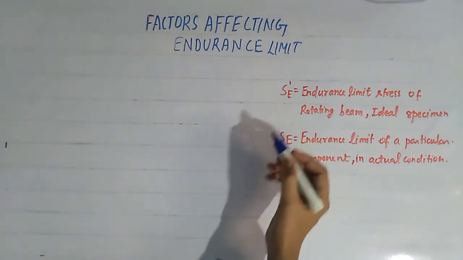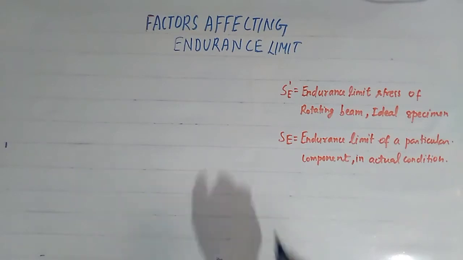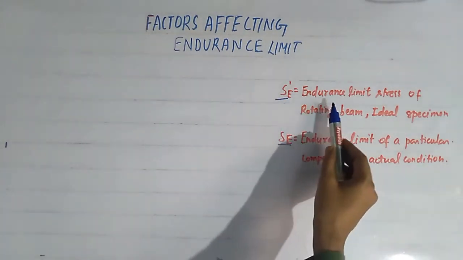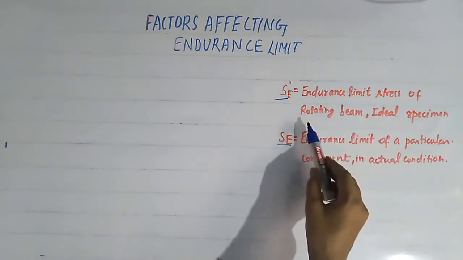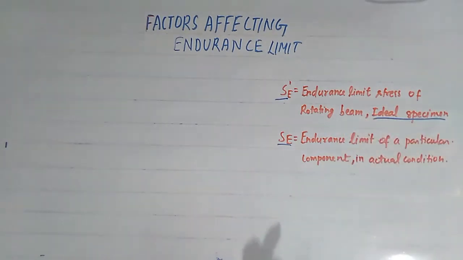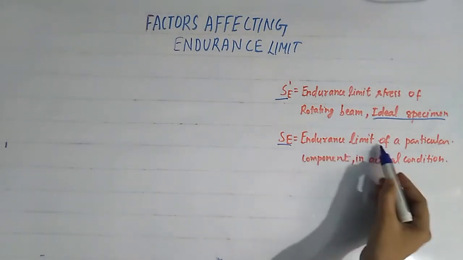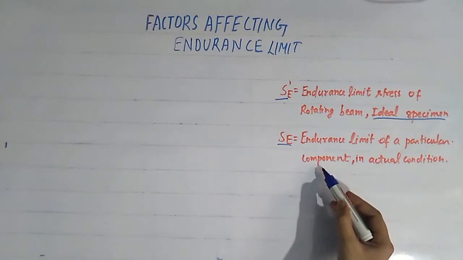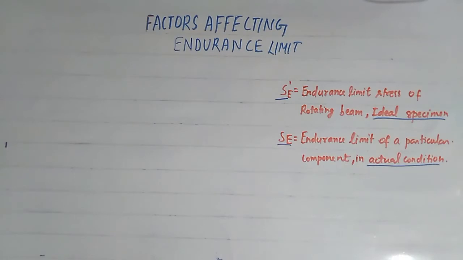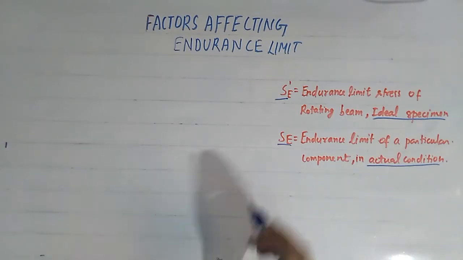Friends, here we will use two symbols, that is Se dash and Se, where Se dash denotes the endurance limit stress of a rotating beam ideal specimen. That is the specimen we used in the rotating beam machine, that is the fatigue testing machine. And Se is the endurance limit of a particular component under the actual condition, actual environment.